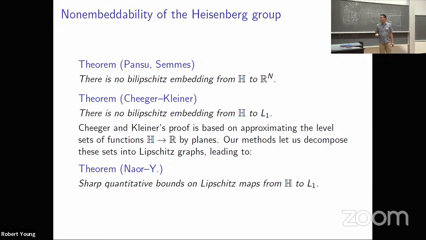And Tiger and Kleiner show that if those level sets are sufficiently flat, if those level sets are sufficiently close to planes, then that Lipschitz map cannot be a bi-Lipschitz map.